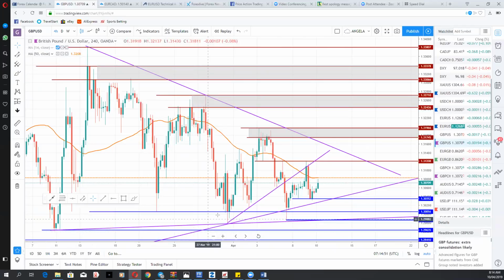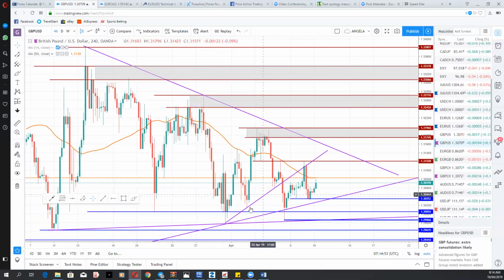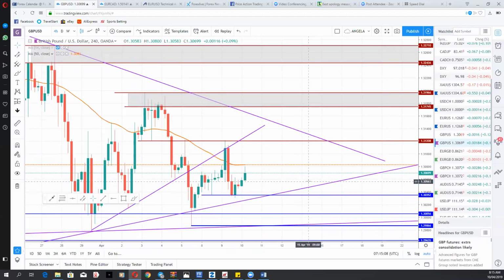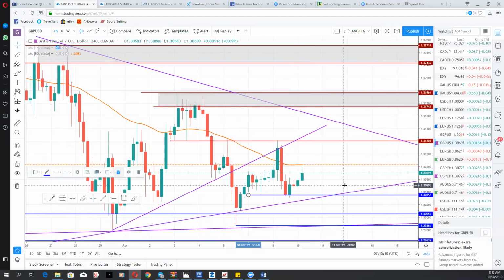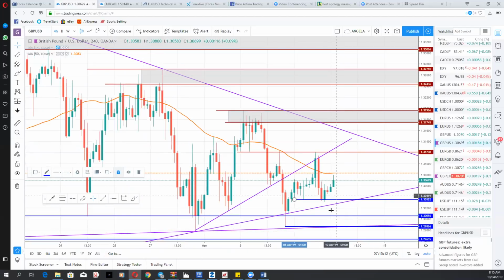We can see there's this trend line, since price ran into it yesterday and dropped. So now, where's our first support? Our first support comes in at 1.3035. That's our first support. Our second level of support comes in at 1.305. This is a psychological level.